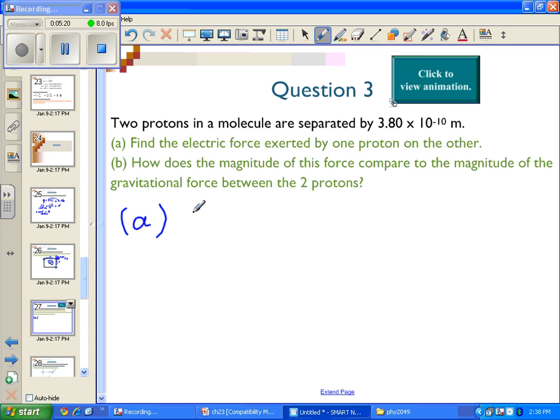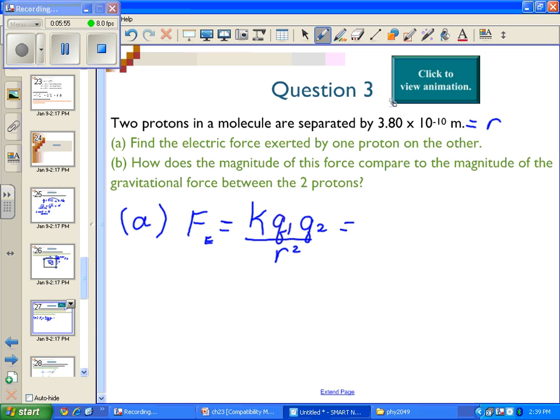In part A, we want the electric force between the two protons, and of course Coulomb's law says it will be the constant. We're going to assume the protons are separated by vacuum, and that will be the case for all the problems that we do in this chapter. Proton 1 times proton 2 divided by their distance of separation squared, which was given to us as 3.8 e to the minus 10.